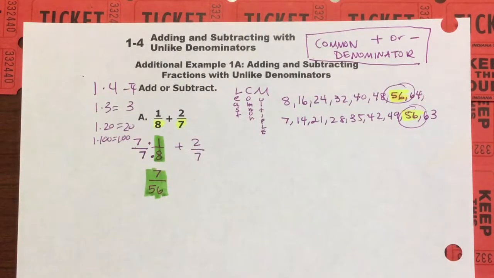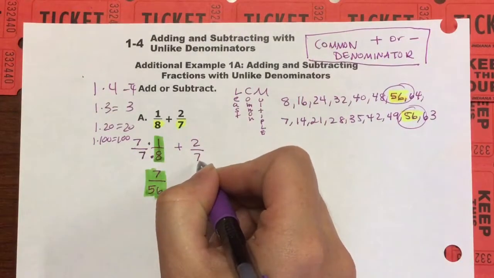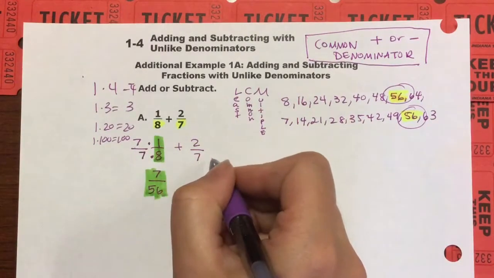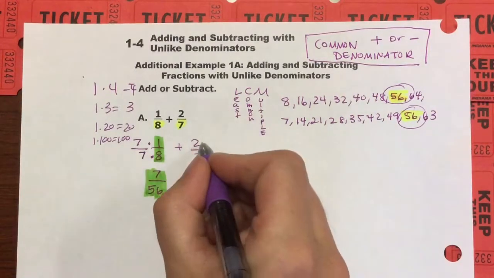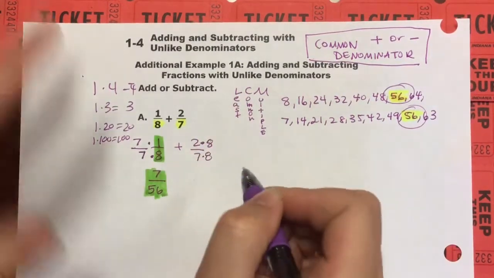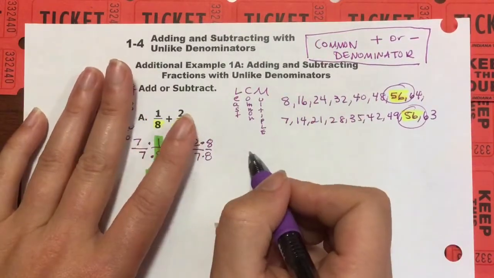Okay, now we're going to do the same thing for 2/7. I need this bottom to be, what do I need it to be? 56. So 7 times what is 56? Well, 7 times 8. And whatever I do to the bottom, I have to do it to the top because, again, 8 divided by 8 is the same thing as 1.